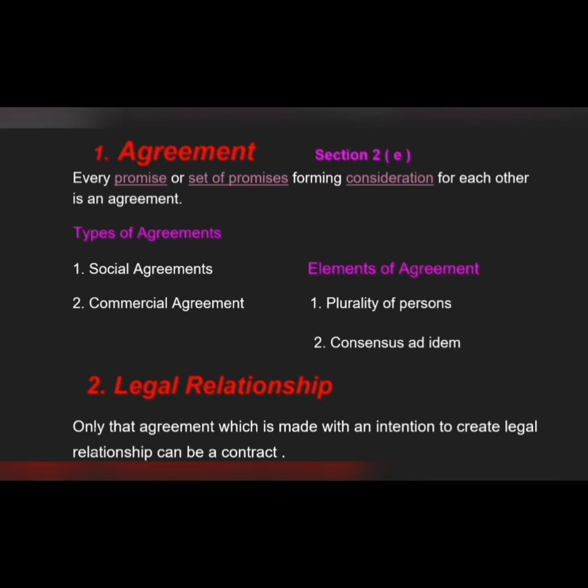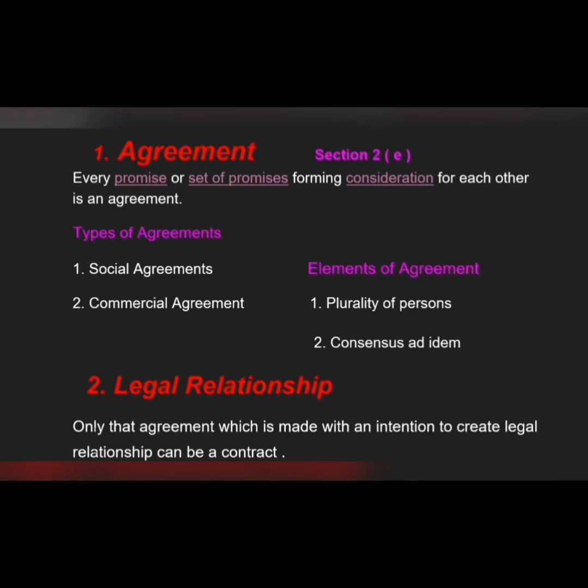So, types of agreements: social agreements and commercial agreements. As far as the Contract Act 1872 is concerned, we are concerned about commercial agreements, not social agreements. As a reminder, social agreements are those agreements which are not enforceable by law and do not put rights and obligations on the parties. On the other side, commercial agreements put rights and obligations on the parties. Parties are bound to perform their respective part of promises.